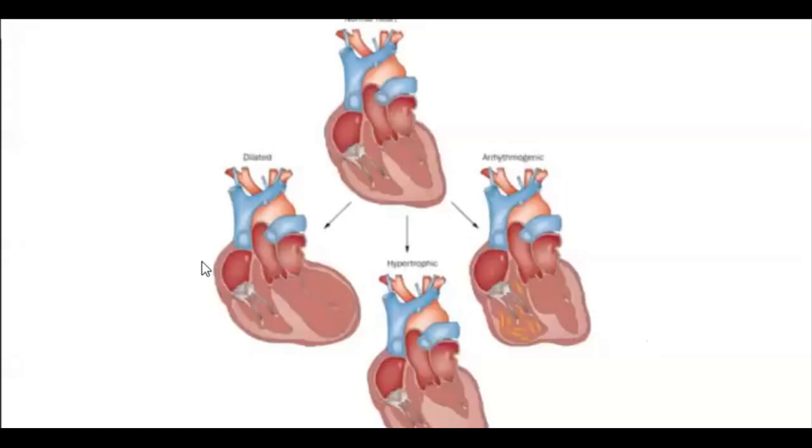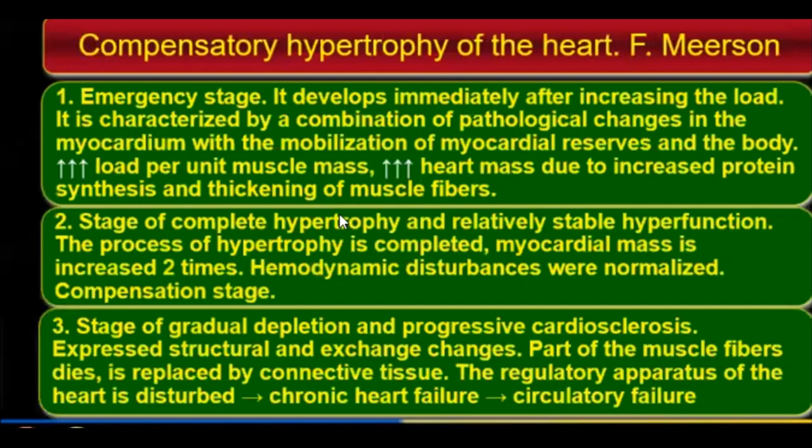You understand it may present here, for example, as a normal heart, dilated, hypertrophic, or arrhythmogenic. It is a change in the flexibility of the myocardium. And in compensatory hypertrophy of the heart by Meyerson, first of all, there is an emergency stage.